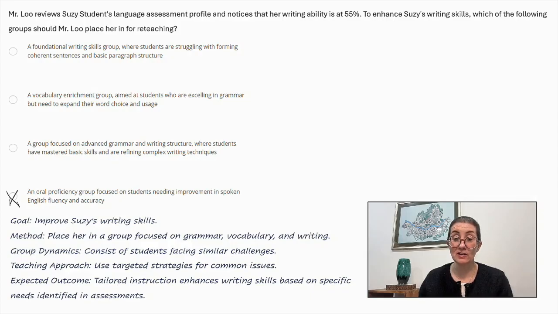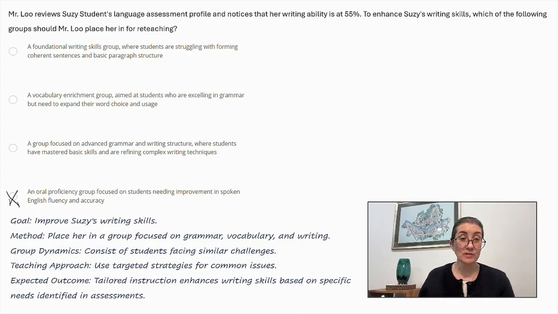effective teaching. This approach ensures that Susie and her peers receive the specific instruction and practice needed to improve their writing skills, which is supported by their assessment data, indicating a need for growth in grammar and vocabulary, key components of strong writing. So we've eliminated one, but let's review the others.